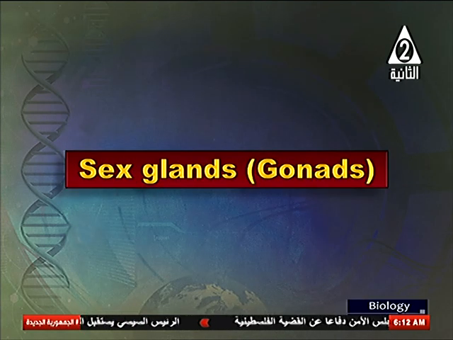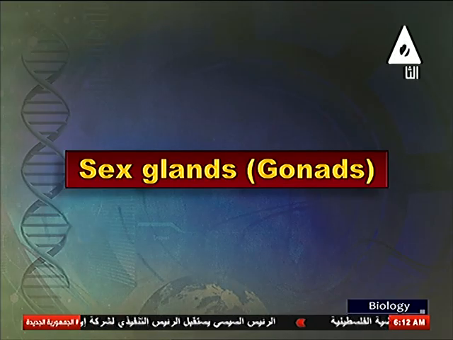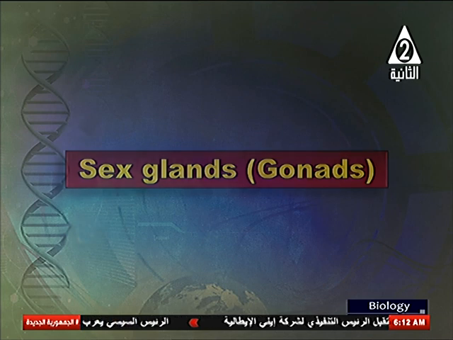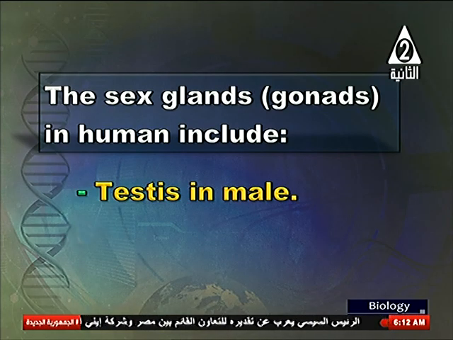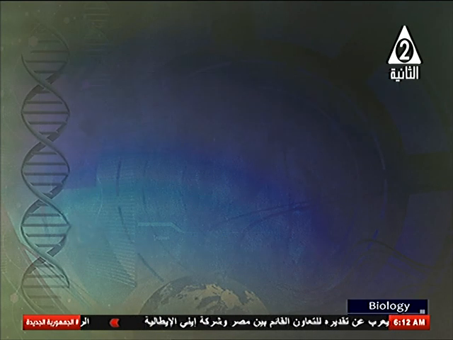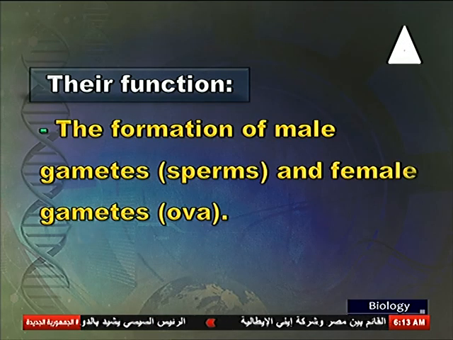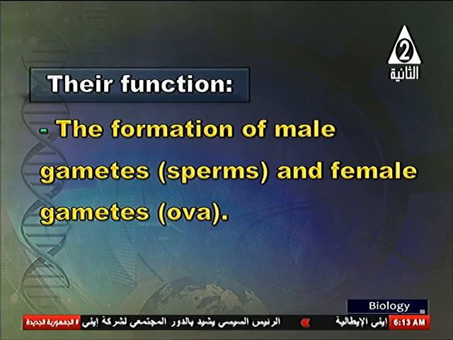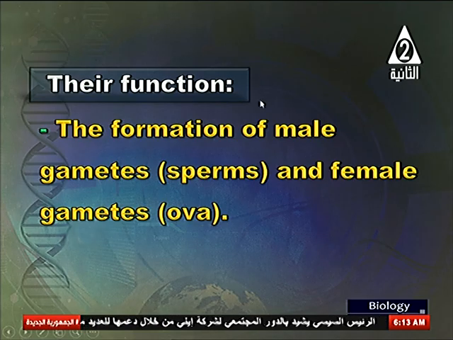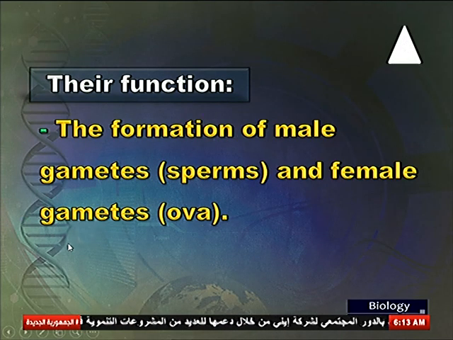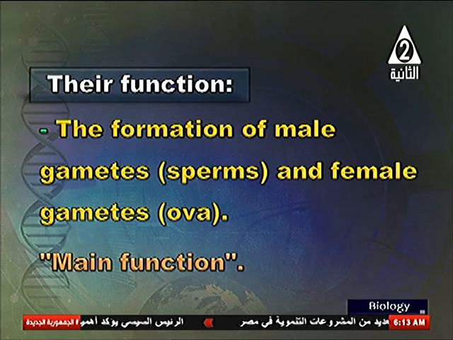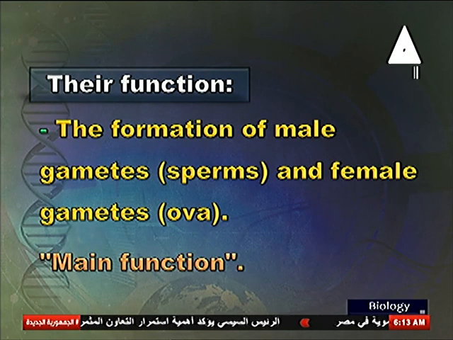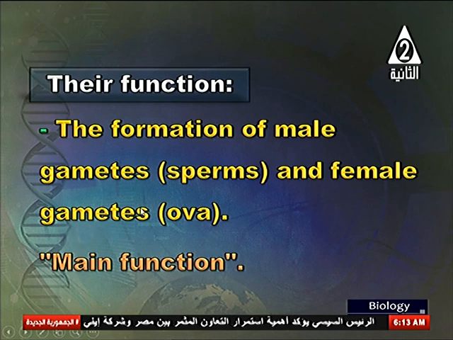Okay, now we will speak about sex glands, gonads glands. It is another type of endocrine glands. The sex glands or gonads glands in human include testes in males, ovary in females. What is the function of testes or ovaries? The formation of male gametes, sperms in testes, and female gametes, ova in ovaries. Main function.